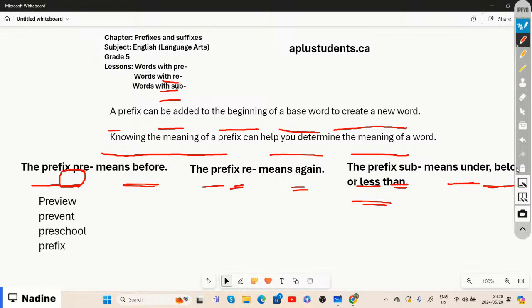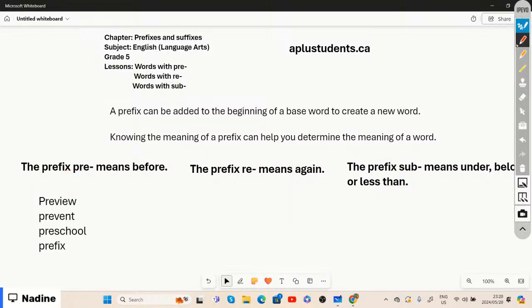Let's do this. Remember we said a prefix can be added to the beginning of a base word to create a new word. And knowing the meaning of a prefix can help you to determine the meaning of the word. Remember, the word pre is our prefix. Pre, right? That is our prefix. And the base words are words like view, vent, school, fix. Those are our base words. And the word pre is added at the beginning of the base word, and that's why it changes the word.